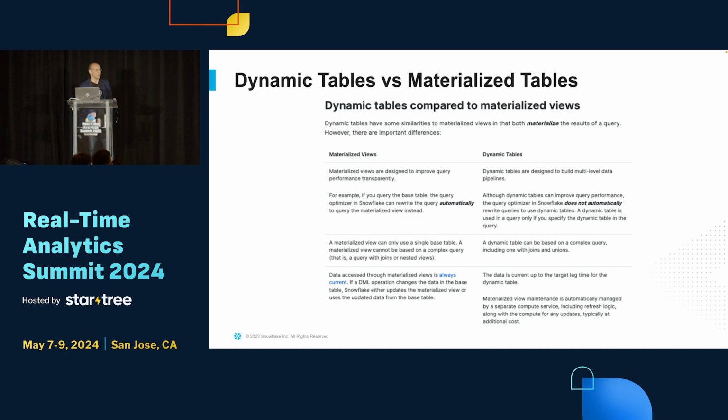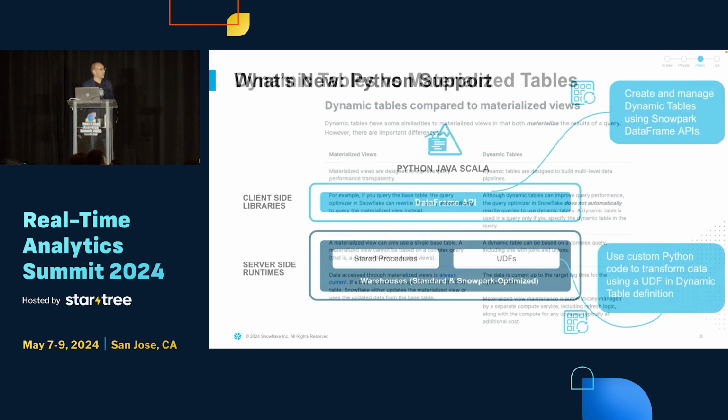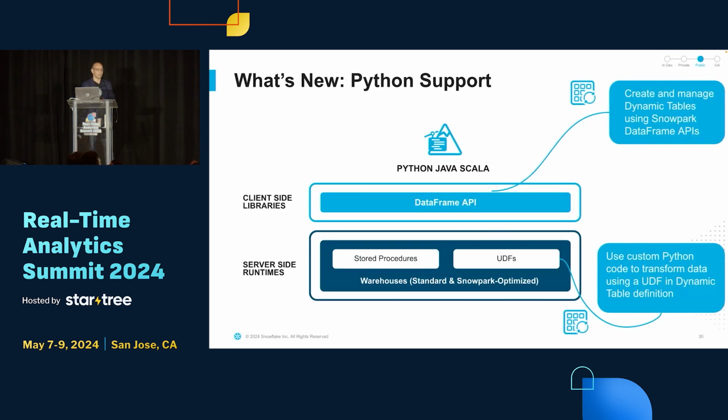A materialized view can only see a single table. A dynamic table can look at a lot of tables. Dynamic tables have all the power to, again, do all these things. We support Python, as I was telling you.